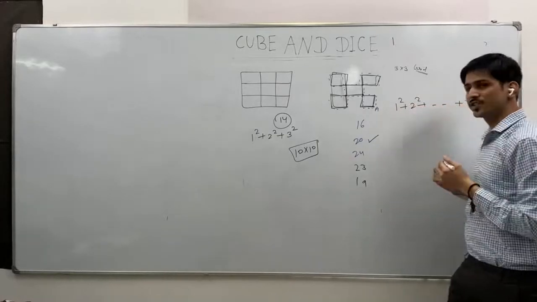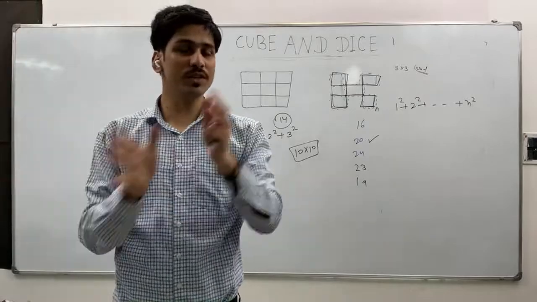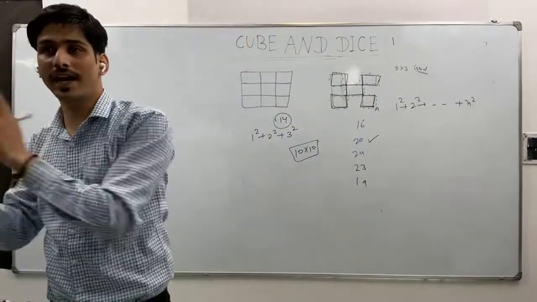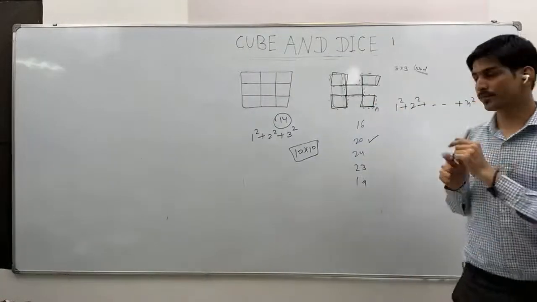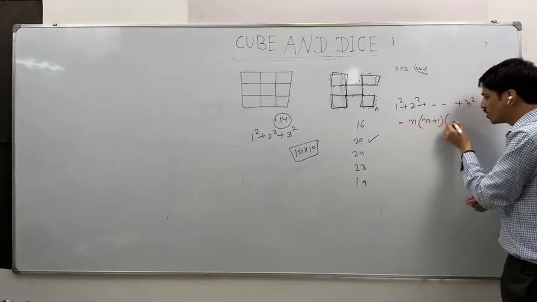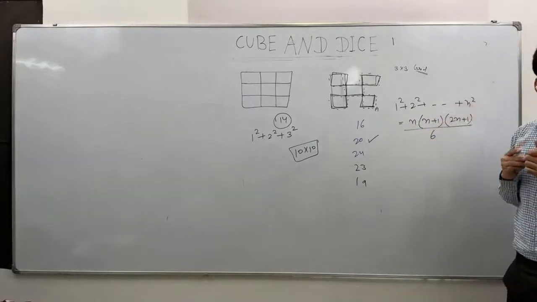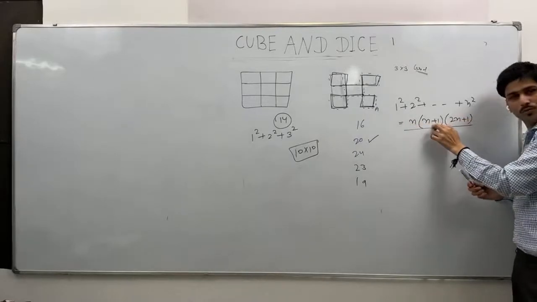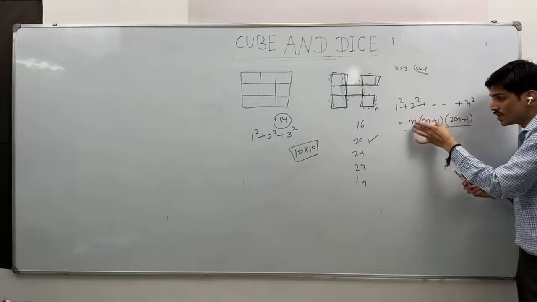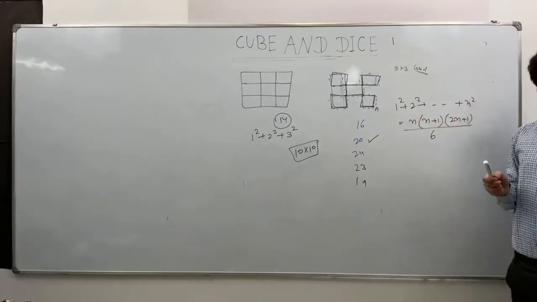It means what? It is nothing but the sum of squares of the first n natural numbers. It means first I am squaring the numbers, then I am adding. So what will be the answer of this one? n, then n plus 1, then 2n plus 1, divided by 6, right? What is this? This is nothing but the sum of these two. I am writing the number multiplied by the next number multiplied by the sum of these two numbers, right? What is 2n plus 1? This is nothing but n plus n plus 1, right?